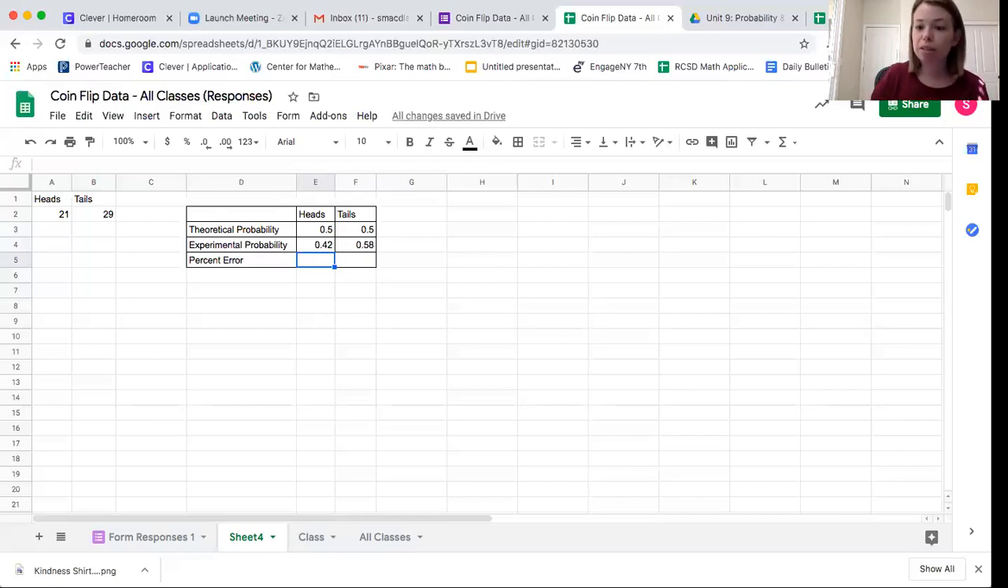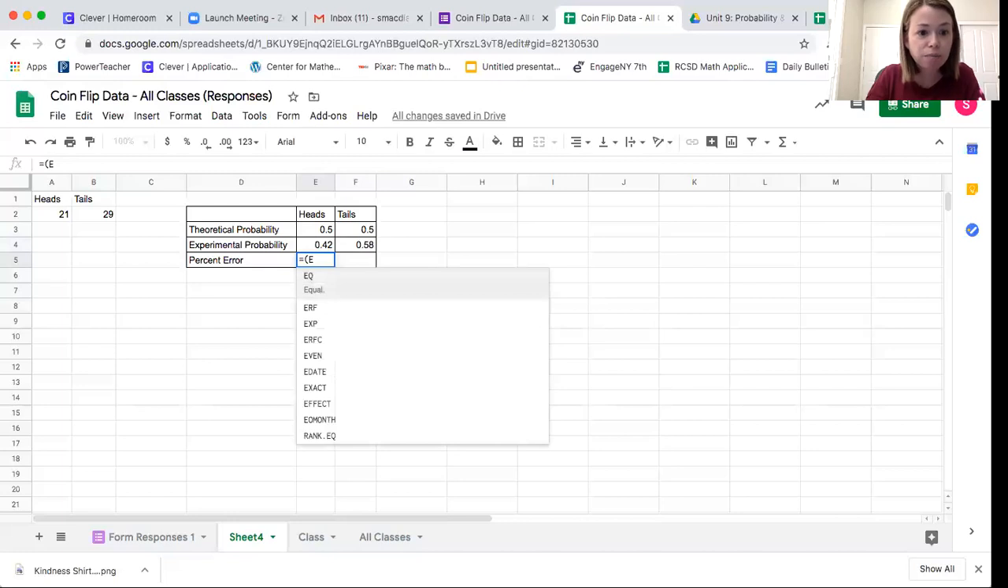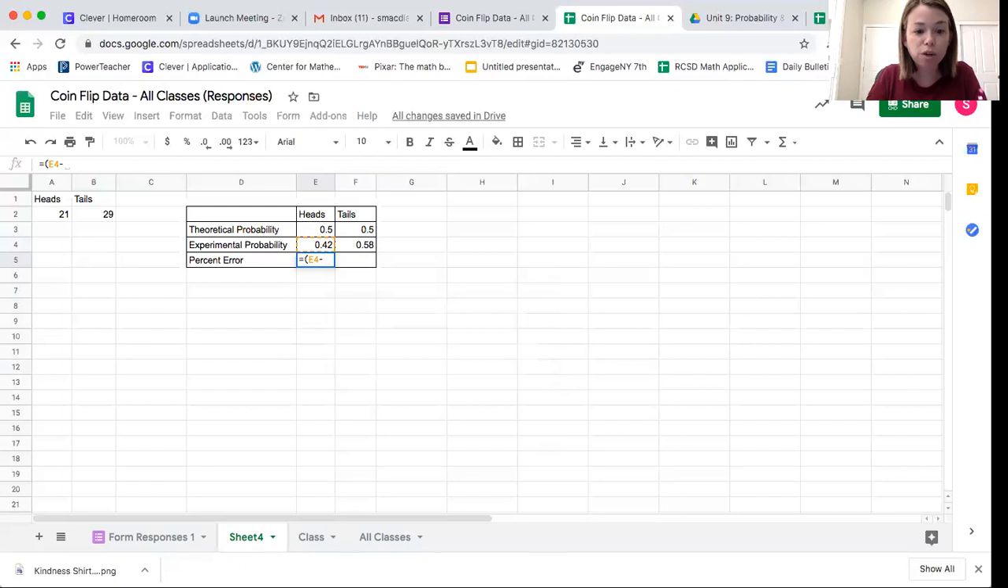So there's a formula for finding percent error. It's equals, and I'm going to subtract the experimental probability, which is in E4, and the theoretical probability, which is in E3. Then I'm going to divide by the theoretical probability, which again is E3. And then I'm going to multiply by 100 so that we can say that this is a percent. Okay. So what we're saying is this is a 16% error.